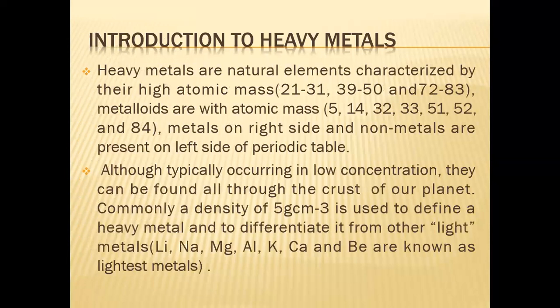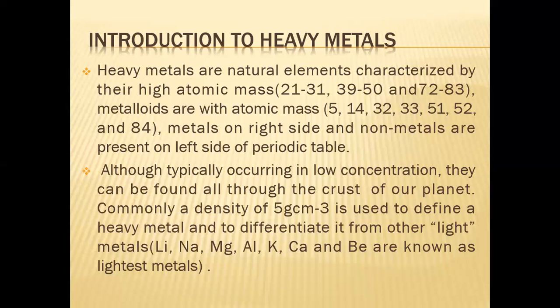First of all, the introduction to heavy metals. Heavy metals are natural elements characterized by their atomic mass, and their atomic mass in the periodic table starts from 21 to 31, 39 to 50, and 72 to 83. Let's have a short introduction of periodic table elements according to their atomic mass. Metalloids are present in the periodic table with their atomic mass 5, 14, 32, 33, 51, 52, and 84. Metals are present on the right side of the periodic table and non-metals are present on the left side of the periodic table.